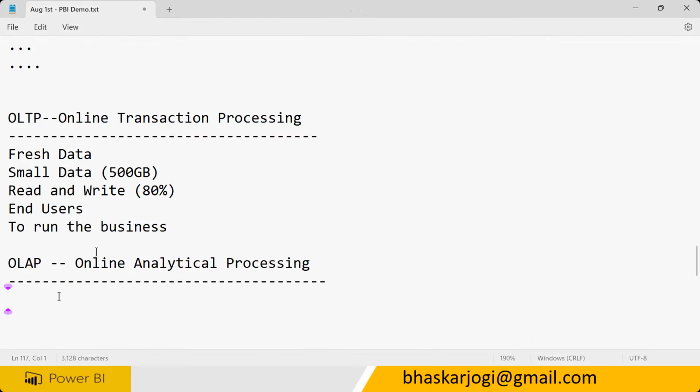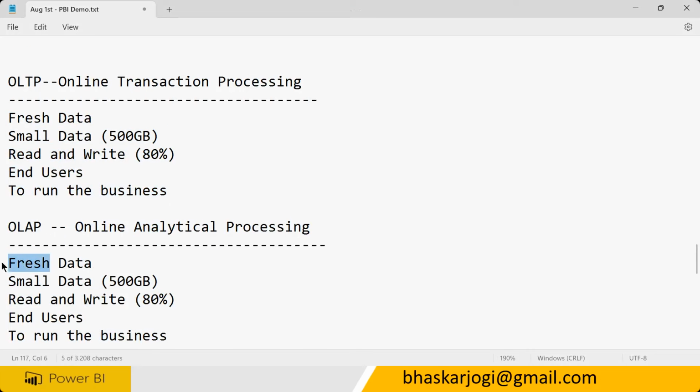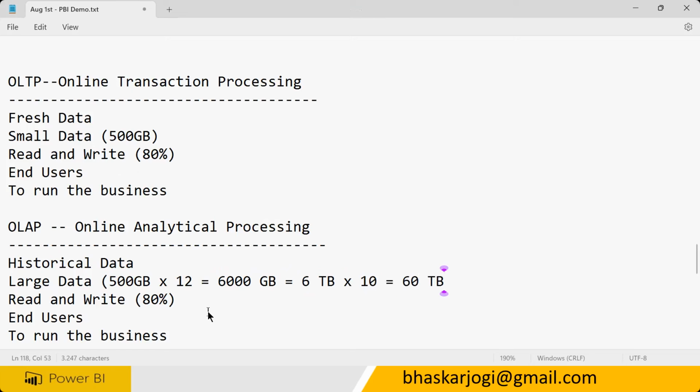So what does OLAP mean? Same thing we can just define like this. It is not the fresh data. It is historical data. It is not a small amount of data. It is a large amount of data. You understand, every month 500 GB into 12 months of data will become 6,000 GB of data, which is equivalent to 6 terabytes of data. Into 10 years of data, I wanted to have. 10 years means, into 10, it is approximately 60 terabytes of data I need to maintain.